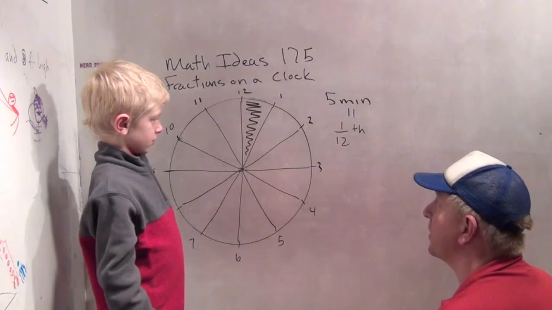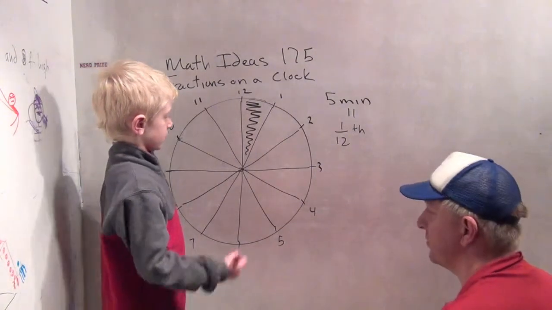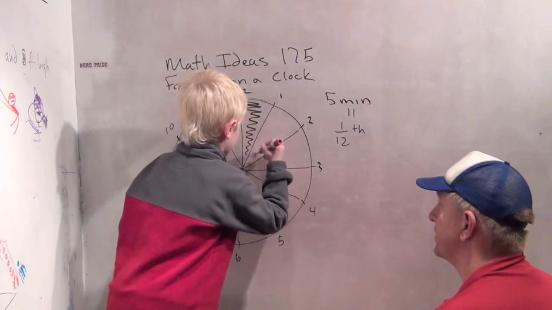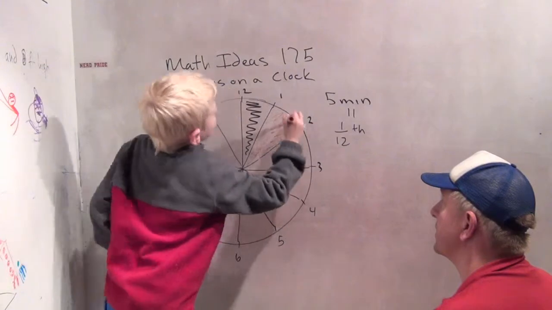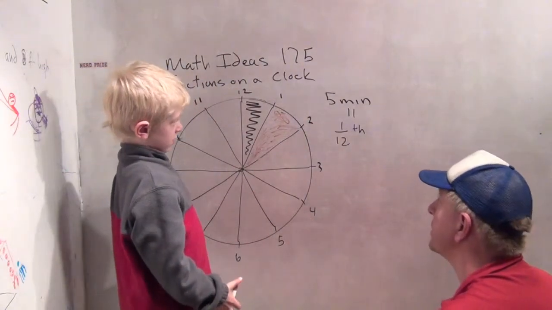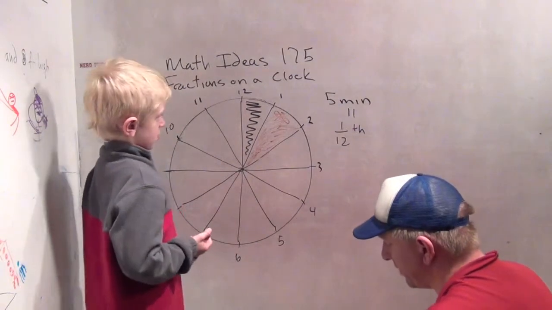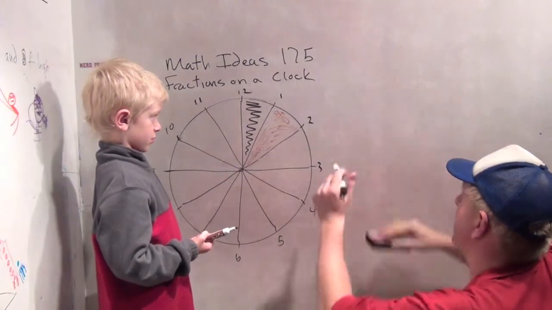What part of the clock is 10 minutes? Can you draw in 10 minutes for me? Here's 10 minutes. Both of those together are 10 minutes, right? Mm-hmm. Okay, good. So 10 minutes is what part of the clock? 2/12. 10 minutes is 2/12.